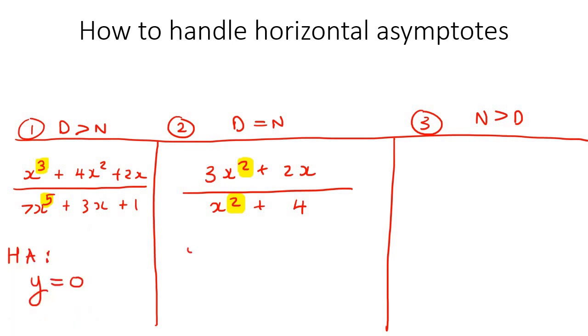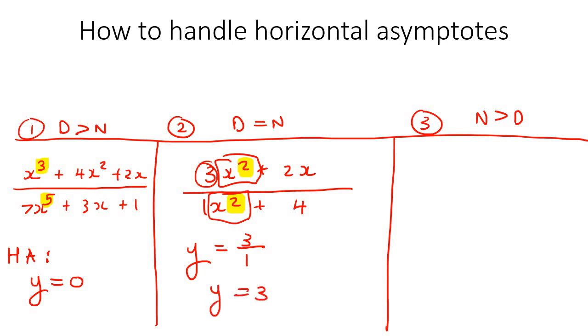If this happens, then the answer will be y equals, and then what I want you to do is take the numbers in front of the x squared. So it's a 3, and then at the bottom there is a 1. So that would be y equals 3.